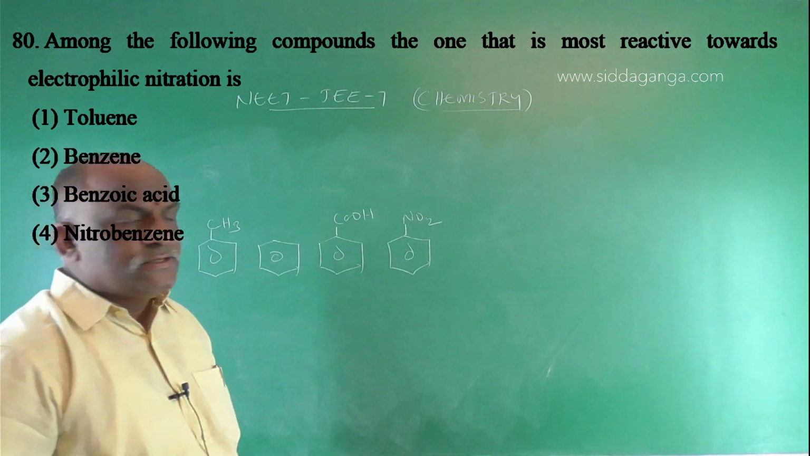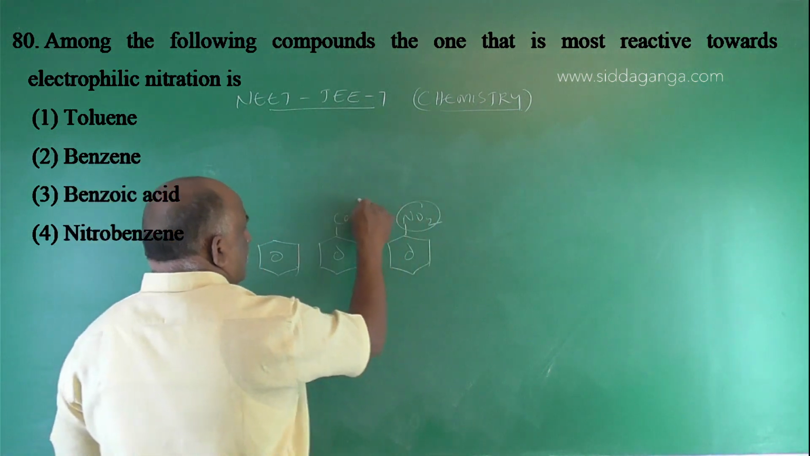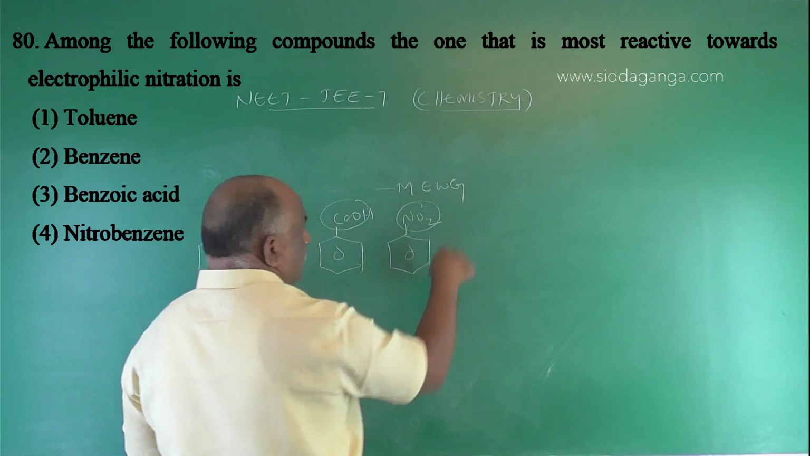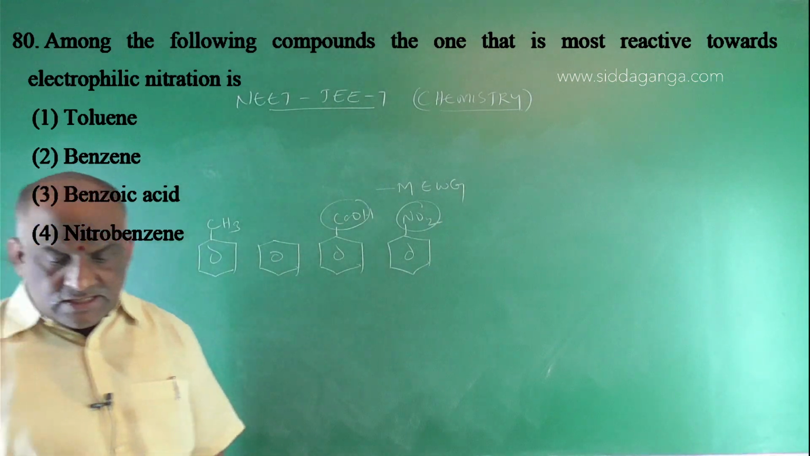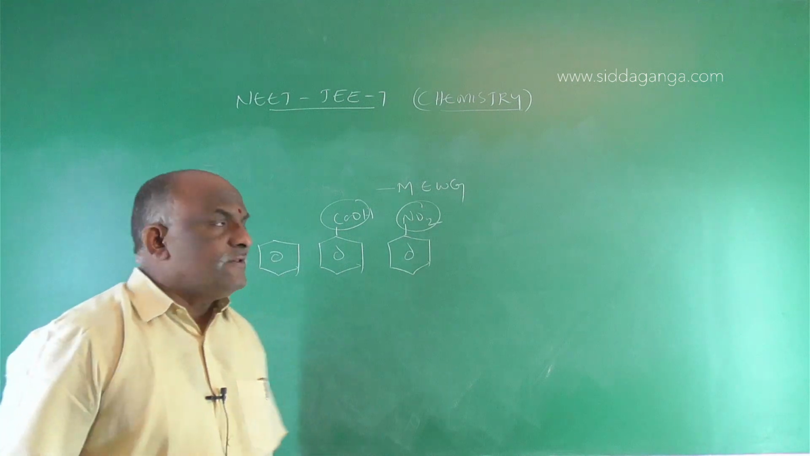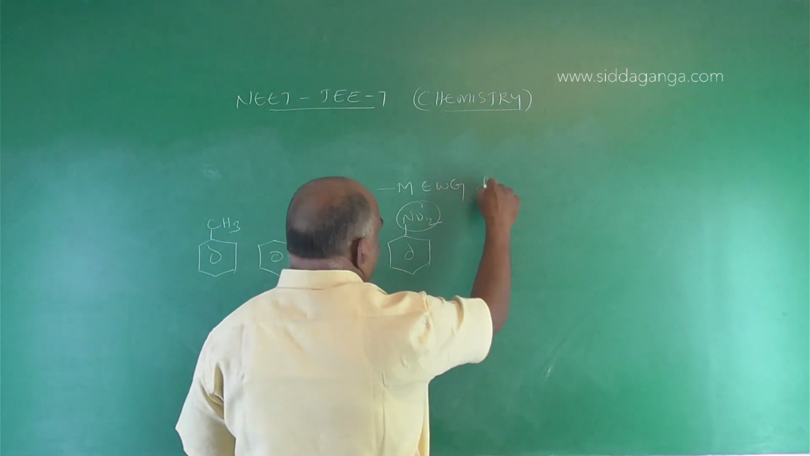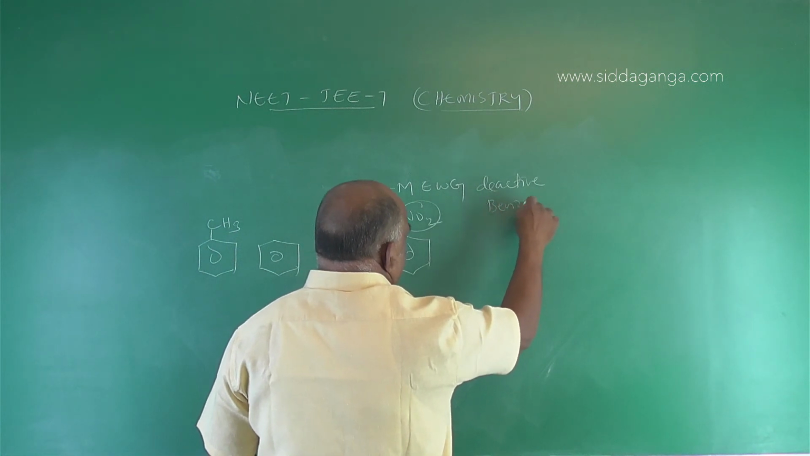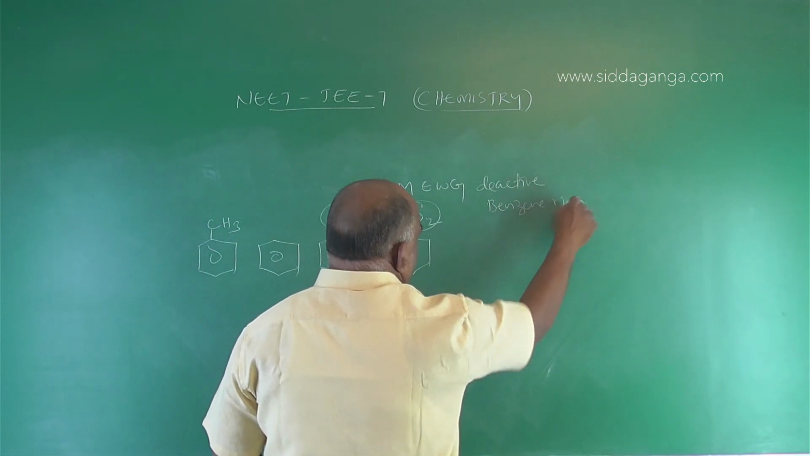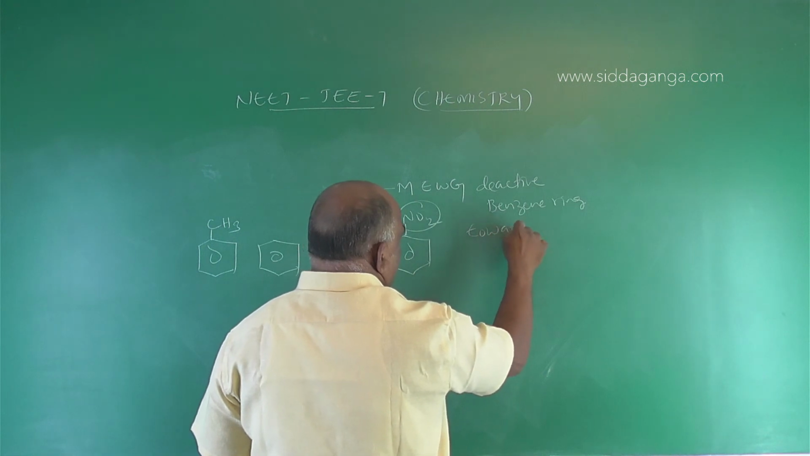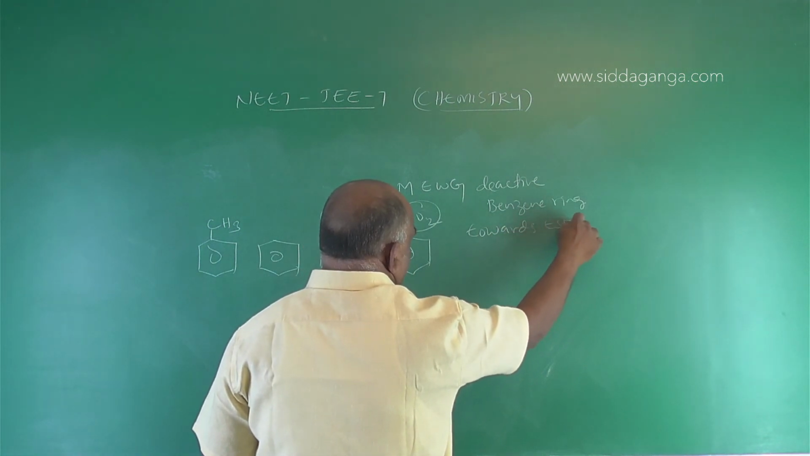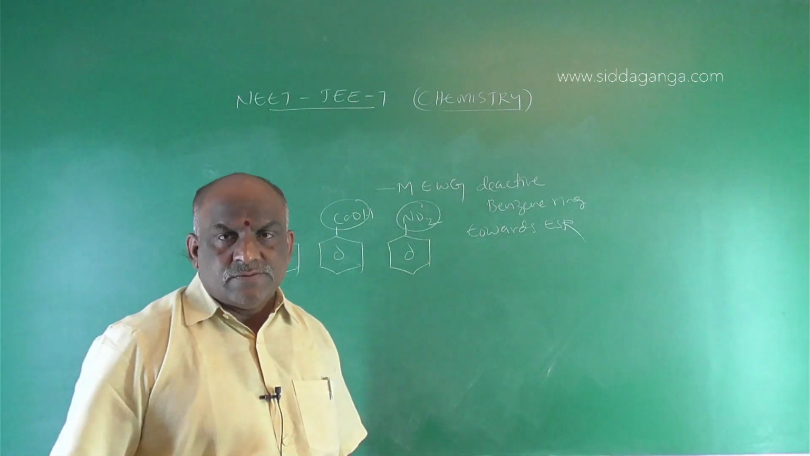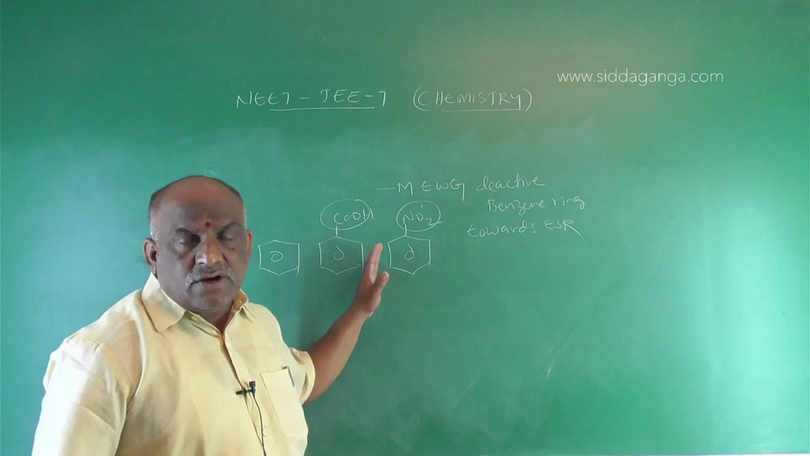Remember here, students, nitro group and carboxylic acid group both are electron withdrawing groups. Electron withdrawing groups deactivate the benzene ring towards electrophilic substitution reactions. So these two are not.